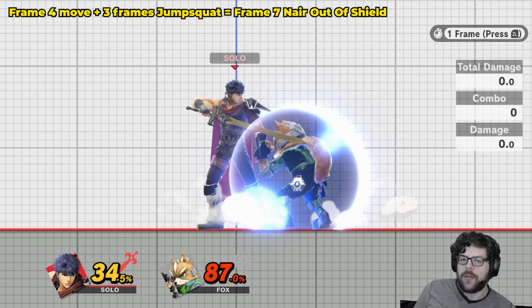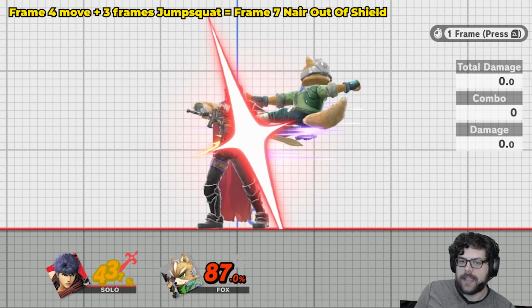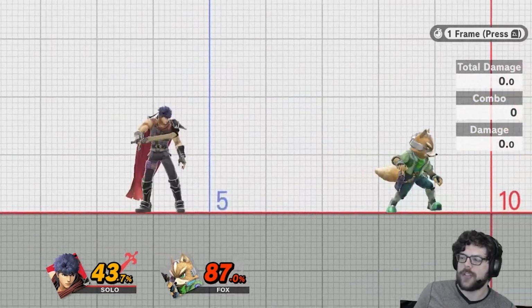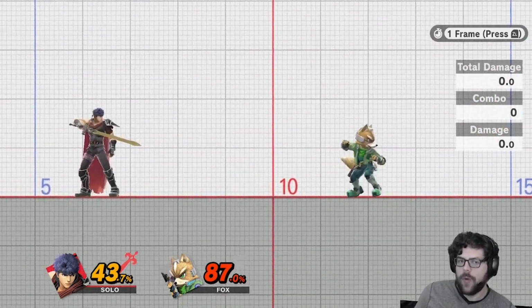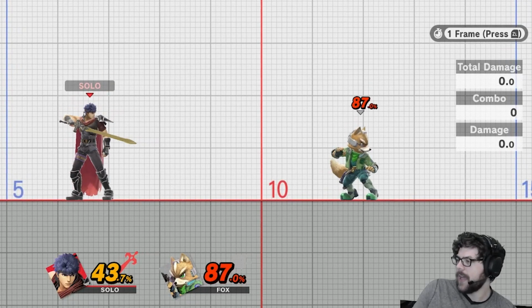So 1, 2, 3, 4, 5, 6, 7, and the hitbox hits, right? Makes sense? So that's all the ways out of shield, and that is how out of shield options work. Let's take another look at Ultimate frame data and go over some extra stuff that we haven't covered yet.